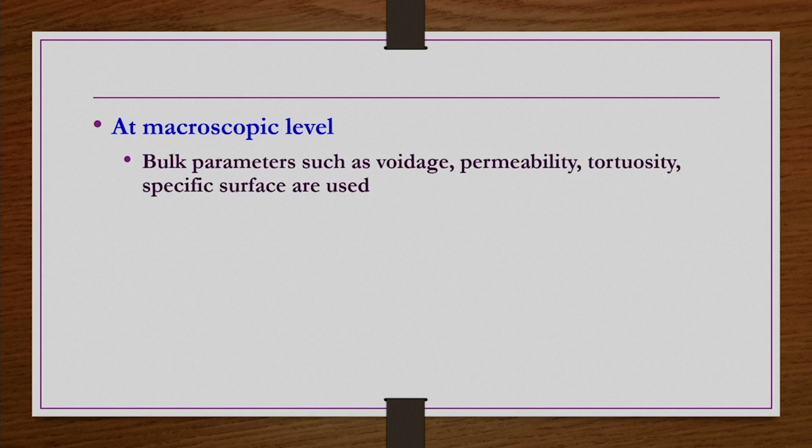The other level is the macroscopic level. At the macroscopic level, it is very essential to do proper characterization of the porous material, because most of the transport phenomena problems that exist in chemical engineering use this macroscopic level characterization. So, how do we do it? Bulk parameters such as voidage, permeability, tortuosity, and specific surface are used. Those things are very essential.